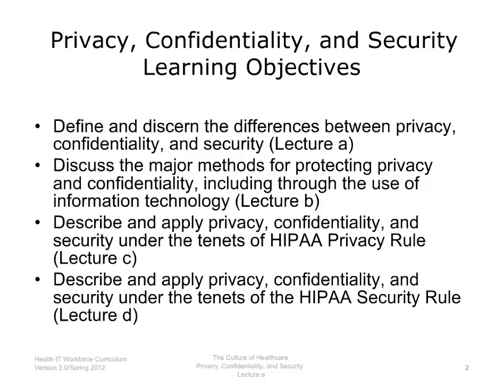The objectives for privacy, confidentiality, and security are to define and discern the differences between privacy, confidentiality, and security. Discuss the major methods for protecting privacy and confidentiality, including through the use of information technology. Describe and apply privacy, confidentiality, and security under the tenets of the HIPAA security rule.